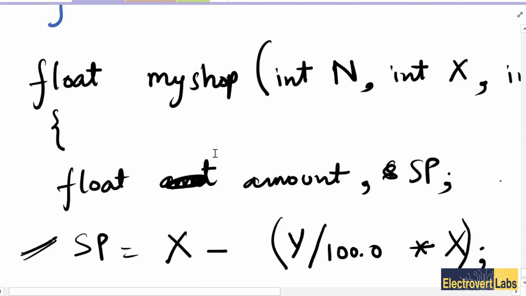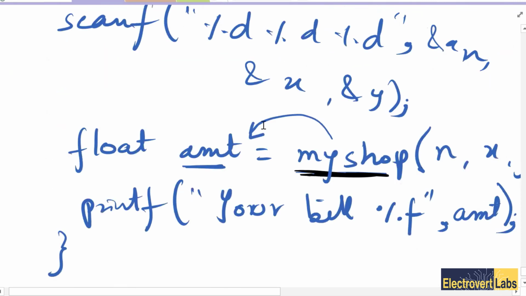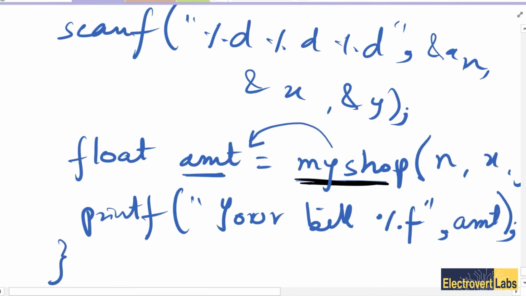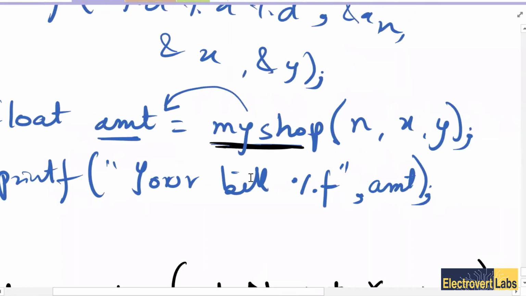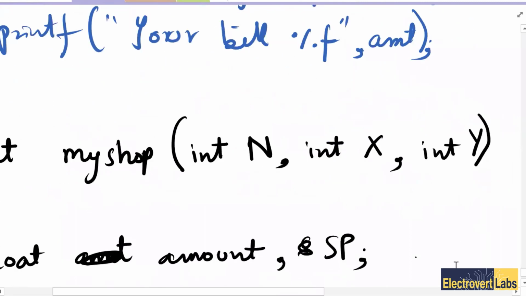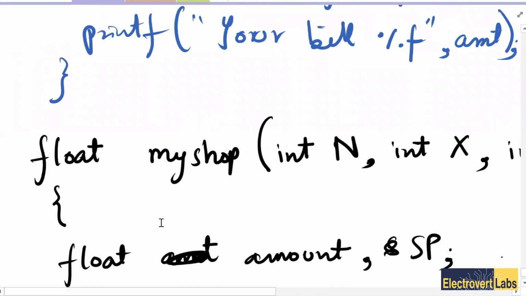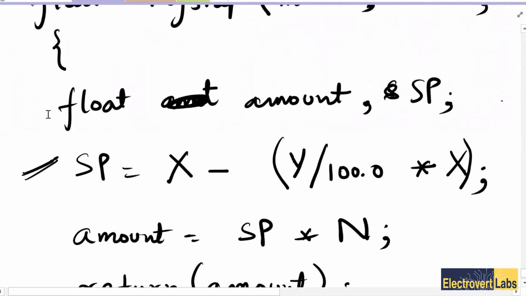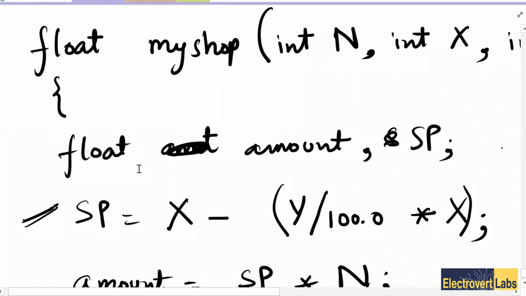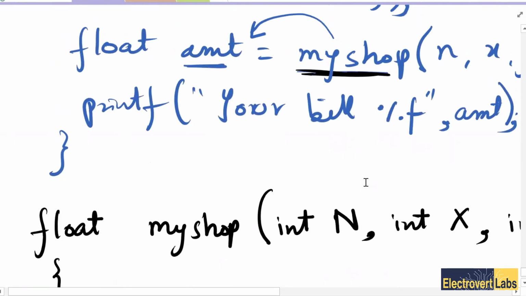Just have a look from top. This is the main function which starts here. We take the input n x y, we send them by making them arguments for the my shop function. At this point the compiler goes here, these values are received in capital N, capital X, and capital Y. Okay, then our function my shop works on it, calculates the amount, which is a float value, and then returns the amount. Therefore, the return data type is float here. And this is received in the amt variable in the main function, and which is printed. I hope it is clear.